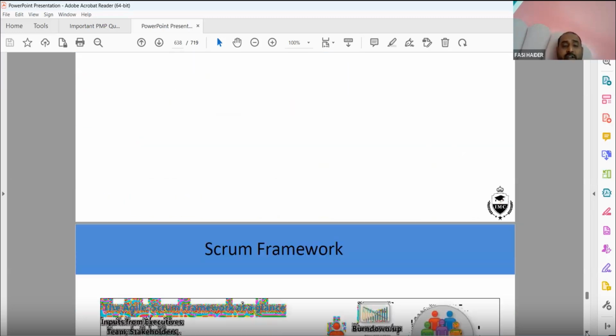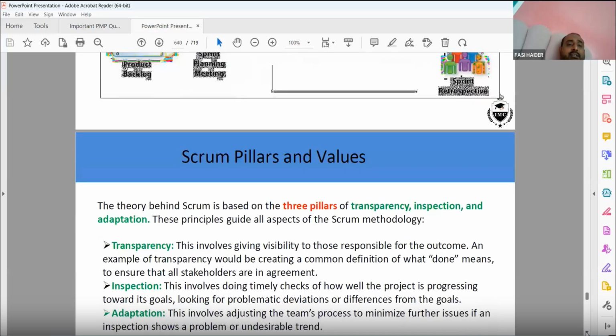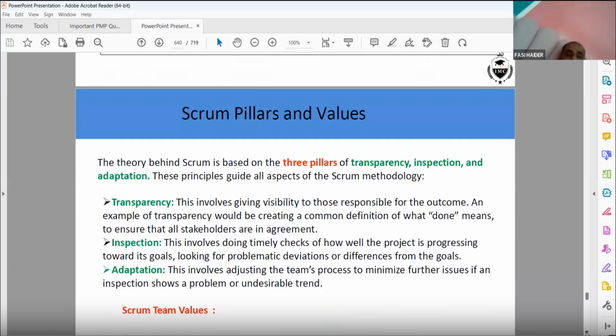So what is the Scrum framework? The theory behind Scrum is based on three pillars: transparency, inspection, and adaptation. These principles guide all aspects of Scrum. Transparency involves giving visibility to those responsible.